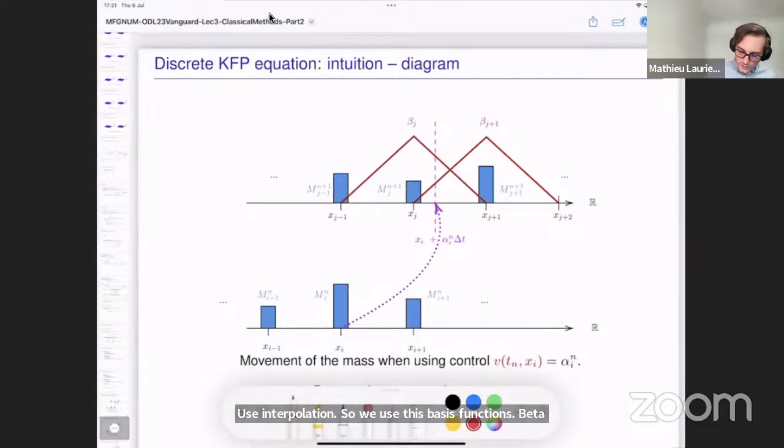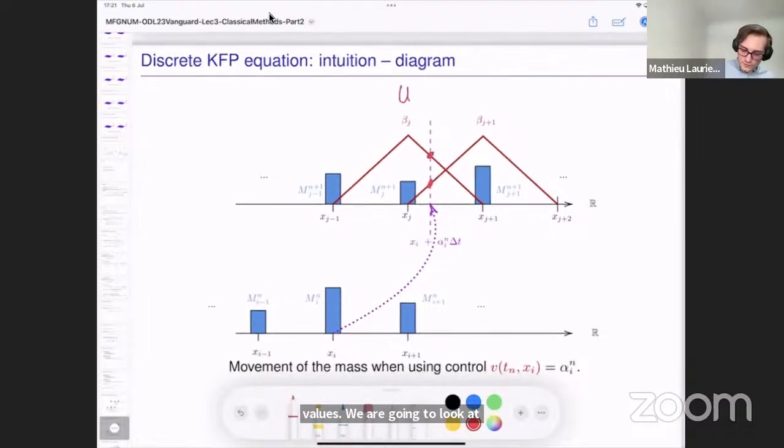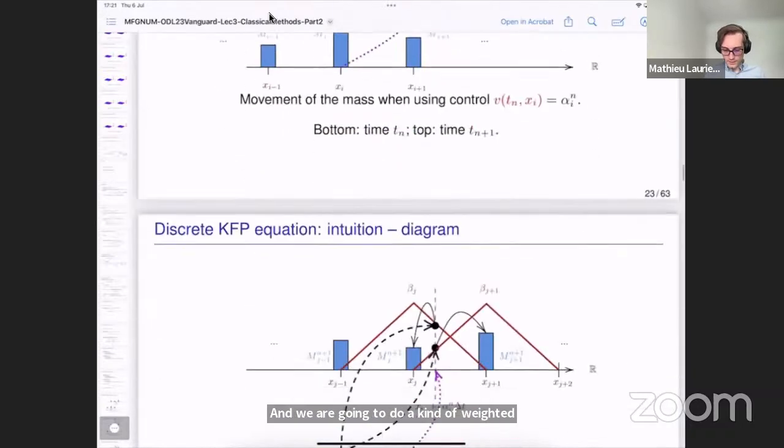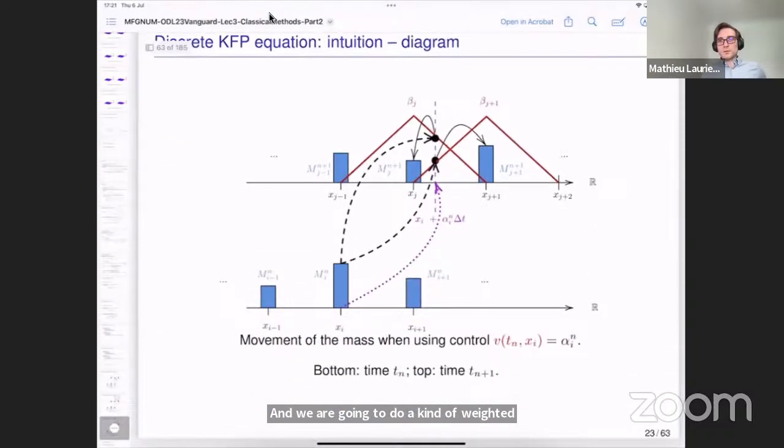And then we are going to look at these two values. We are going to look at the value of u n plus 1 at point j. So how much value we have at this state, how much value we have at this state, and we are going to combine this with these two coefficients here and here. And we are going to do a kind of weighted sum. So that's the basic principle. You do this weighted sum, and then this tells you how the mass should evolve.